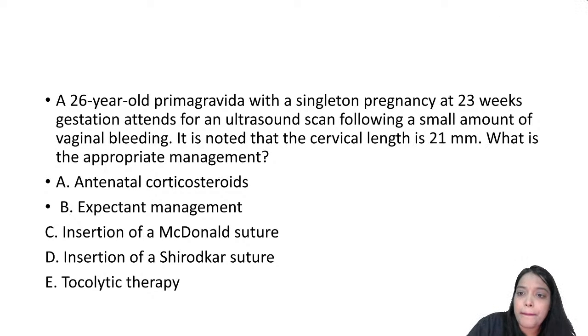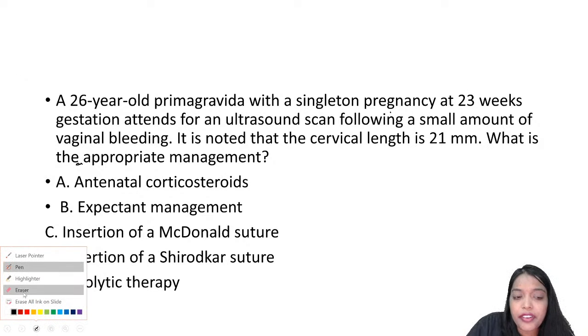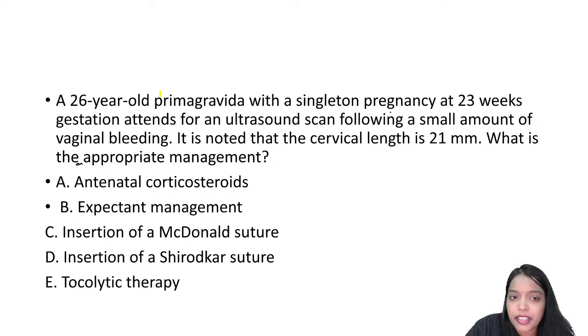Next question. A 26-year-old primary gravida with a singleton pregnancy at 23 weeks. Whenever you are reading a clinical question, in your brain the things that should be highlighted are primary gravida. The parity should be highlighted. She has come to you with a singleton at 23 weeks.